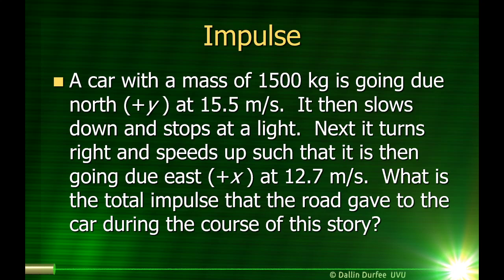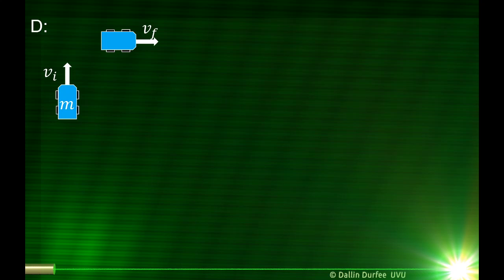Next, it turns right and speeds up such that it is then going due east, the plus x direction, at 12.7 meters per second. What is the total impulse that the road gave to the car during the course of this story? Okay, so here's our diagram.